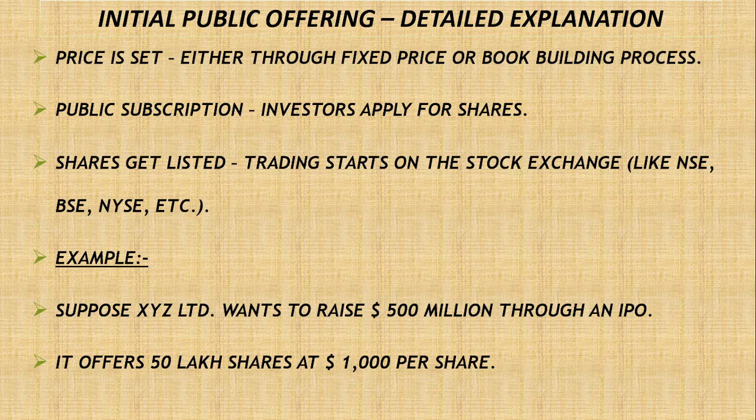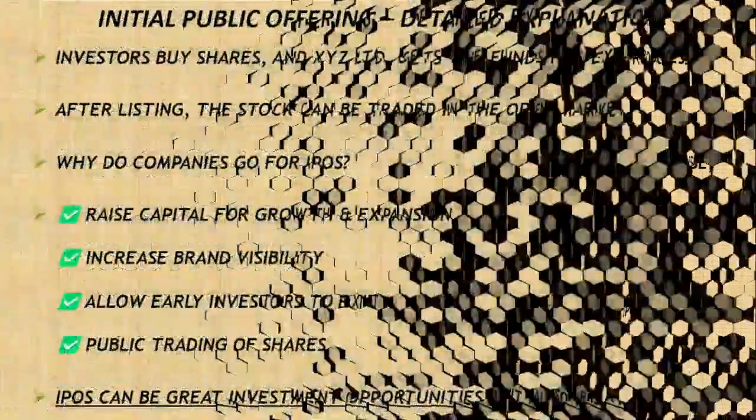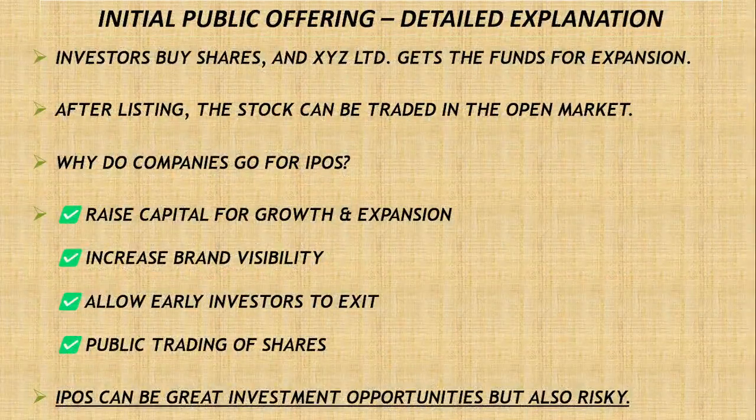Example: suppose XYZ wants to raise 500 million US dollars through an IPO. It offers 50 lakh shares at 1,000 US dollars per share. Investors buy shares and XYZ Limited gets the funds for expansion. After listing, the stock can be traded in the open market.